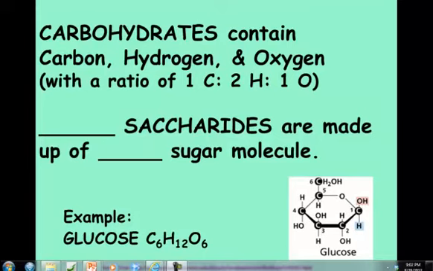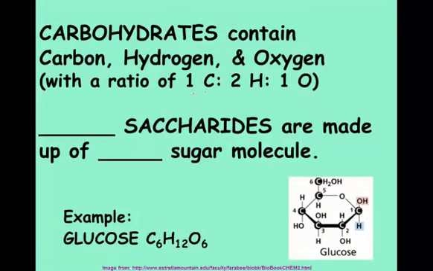So what makes carbohydrates different from those other kinds of molecules is the ratio of carbons, hydrogens, and oxygens in our molecule. If you look, carbohydrates always have a ratio of 1 carbon to 2 hydrogens to 1 oxygen. There's always twice as many hydrogens as carbons and oxygens in our molecule.